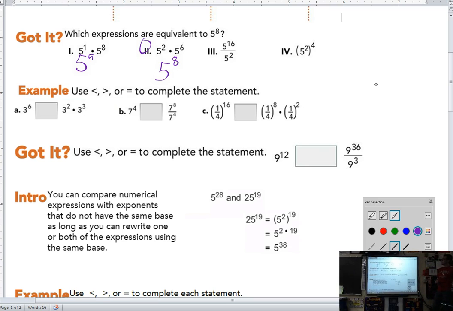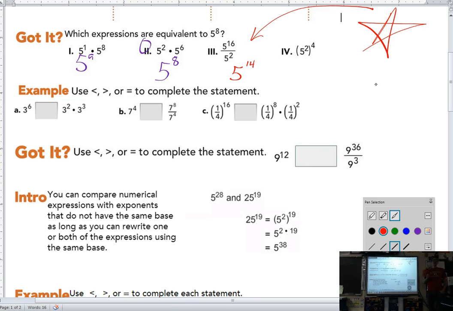Elena, what about 5 to the 16th over 5 squared? This is the most common mistake right here. I would somehow mark 3 as a warning, as like an alert. Evie, what's that going to become? That's going to become 5 to the power of 14. Yes. Not 5 to the 8th like you're tempted to do.